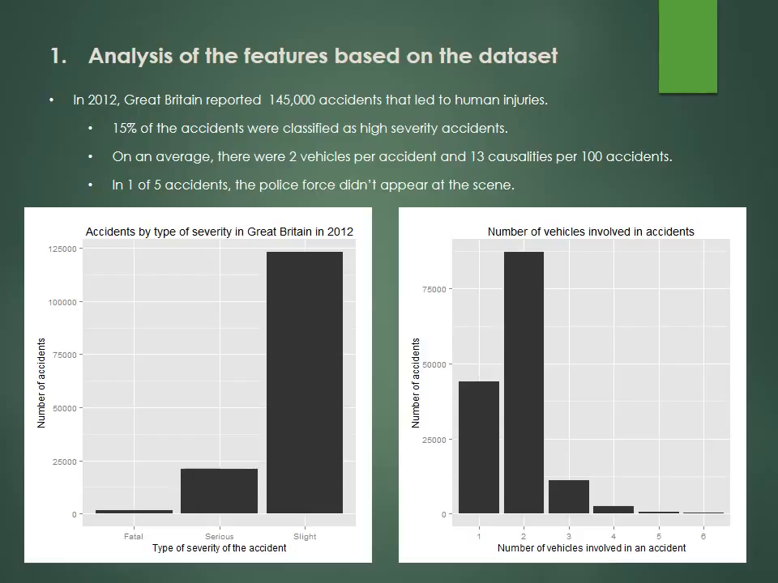Based on an analysis of the data set, here are the main interesting points that we found. 15% of all the accidents were high severity. On average, there were 2 vehicles per accident and 13 casualties per 100 accidents. And in one of 5 accidents, there wasn't a police officer who attended the scene.